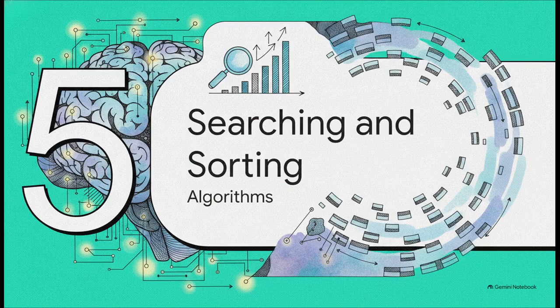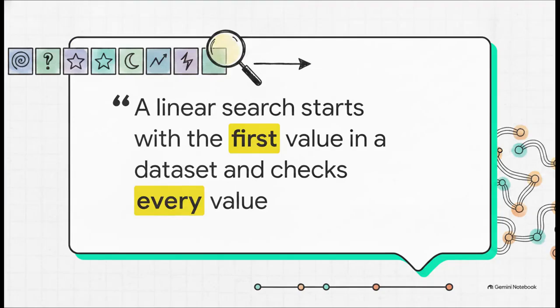Finally, section 5: searching and sorting arrays. So if your array is completely unsorted, a sequential traversal, also known as a linear search, is going to be your go-to method for tracking down a specific piece of data. Honestly, it is the most straightforward, no-nonsense search algorithm there is.